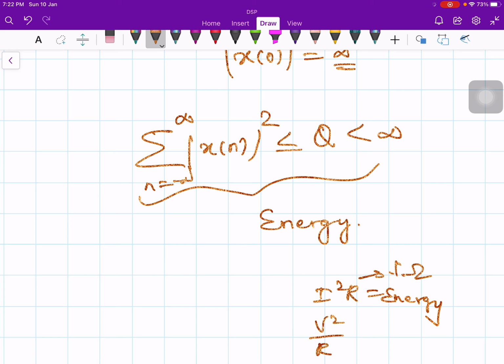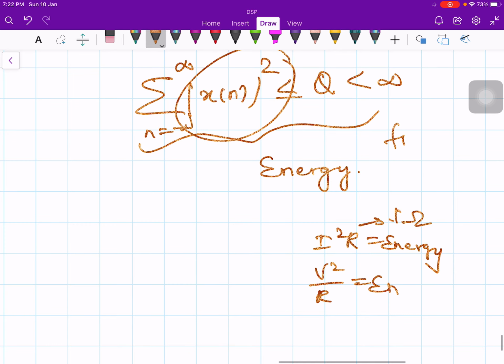And let's say R is equal to 1 ohm. V squared over R, this is also again energy. So instead of V squared I have modulus of x of n squared. So in similarity with that, the energy of the sequence is defined as the magnitude of x of n squared summed up over all samples. So a square summable sequence can also be called alternately a finite energy sequence.